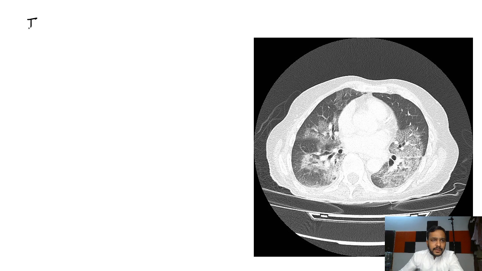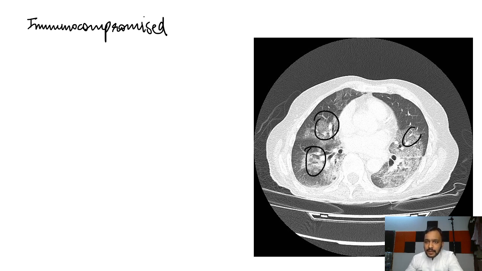So this was a patient who was immunocompromised, and the CT showed ground glass opacities in bilateral lung fields. So you have to identify which infection is causing this.